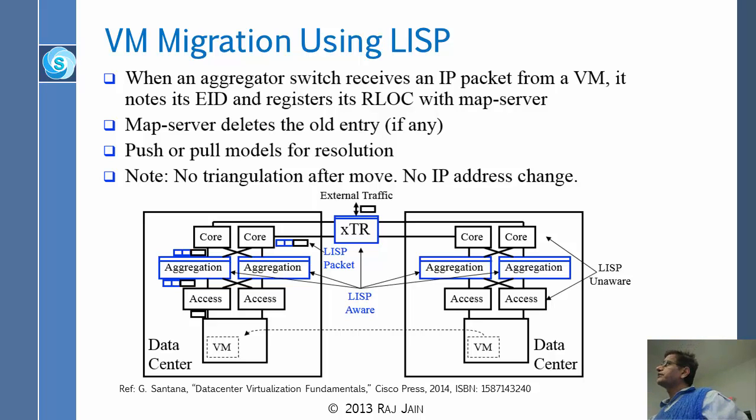Yeah, so the question, actually I had in my mind the same question. The question is why this has to be XTR. This could be just a LISP-unaware router, totally unaware, and that should work. This is just part of the internet. If there are some middle boxes here between the aggregation and the core, if they want to talk to these VMs, their packet may need to be encapsulated and decapsulated. Maybe for that XTR may be used.